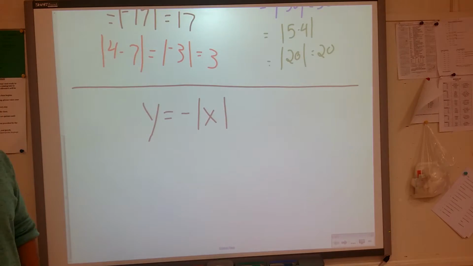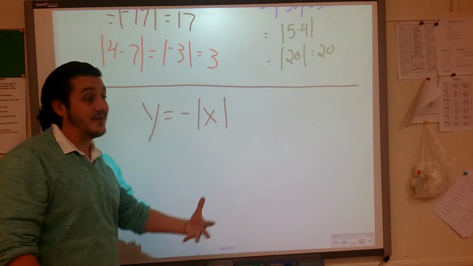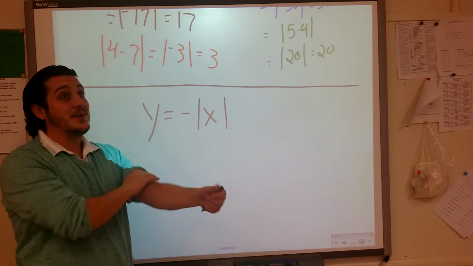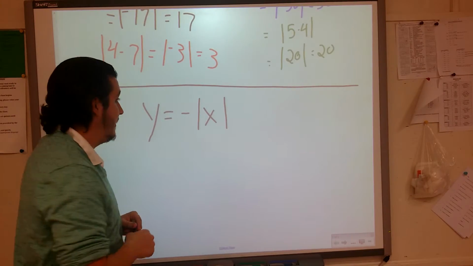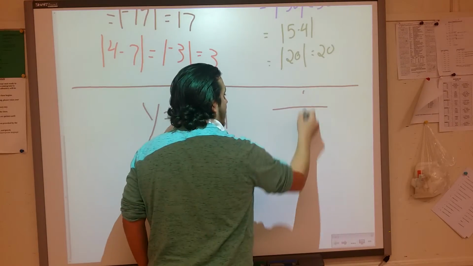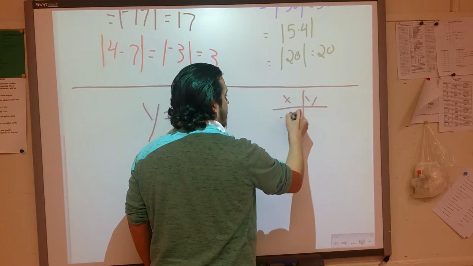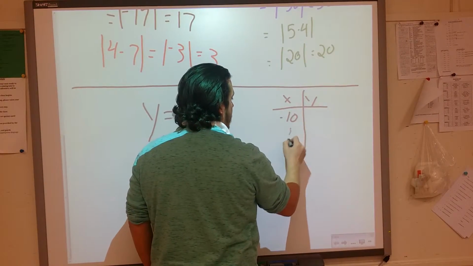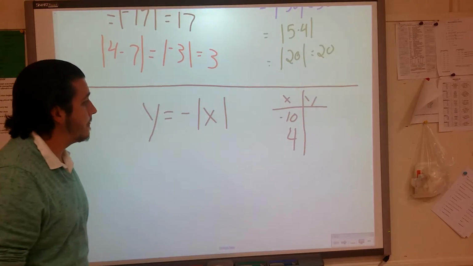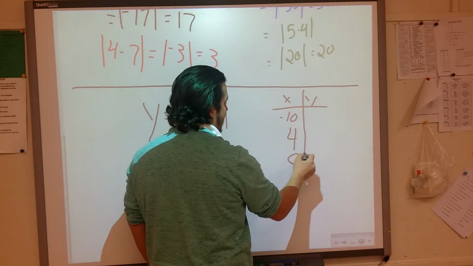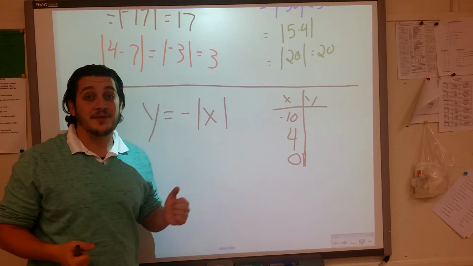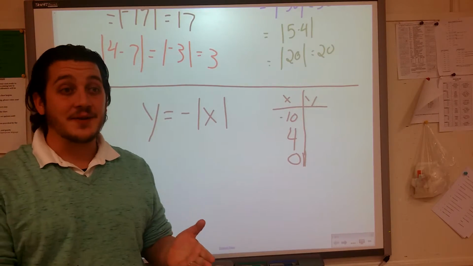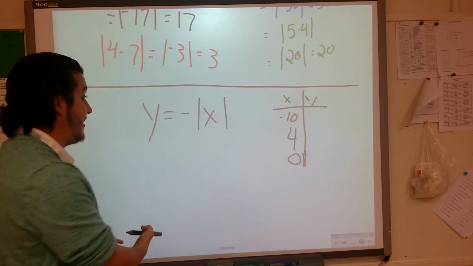You get this. Y equals the negative absolute value of x. This is basically doing the opposite. This is changing it up, flipping it. So the absolute value of x, that negative is on the outside of the function. So we do everything inside the function first, then apply what's outside.